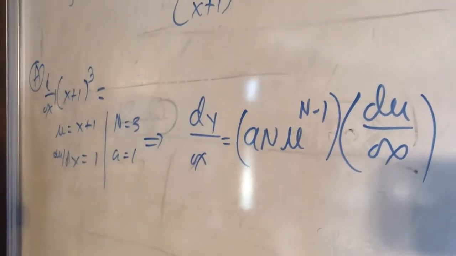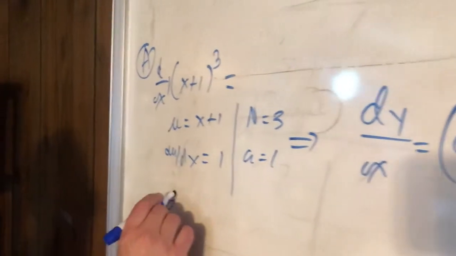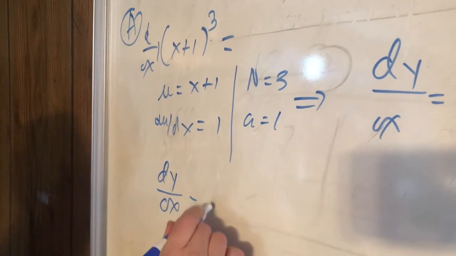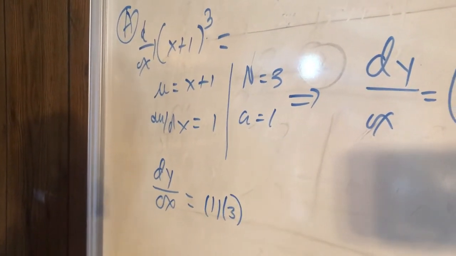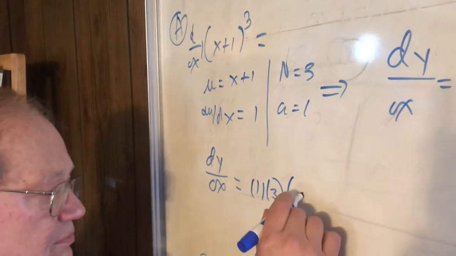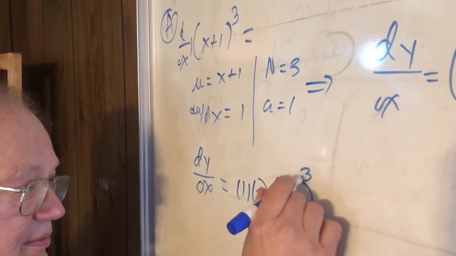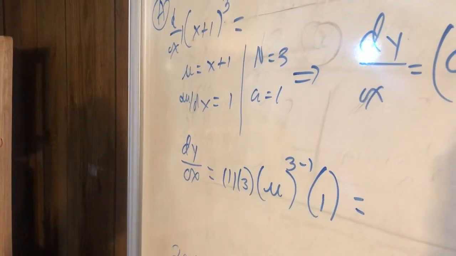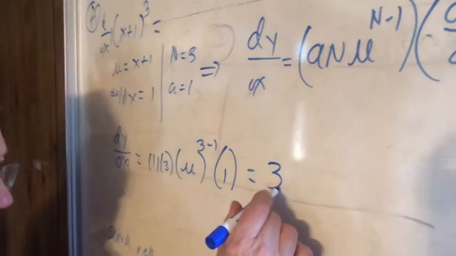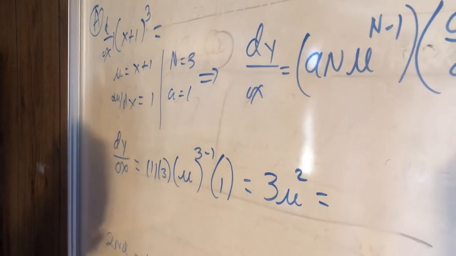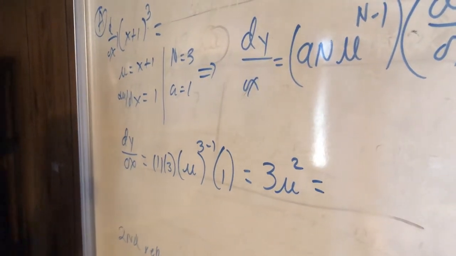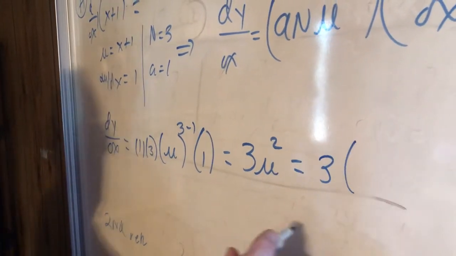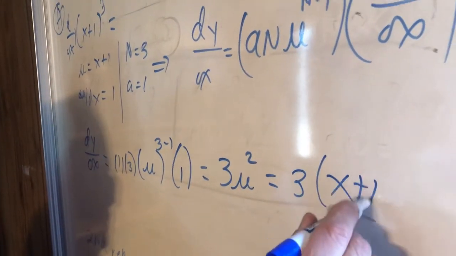This becomes just a plug-in. So dy/dx is going to equal a, which is 1, times 3, u, which is raised to the 3 minus 1, and du/dx, which is 1. So we have here 3u squared, and when we substitute back the u, we get 3 times (x plus 1) squared.